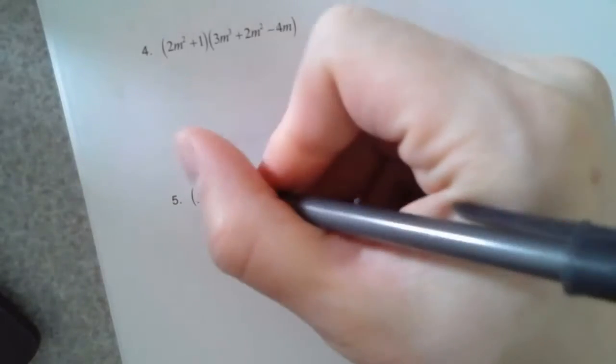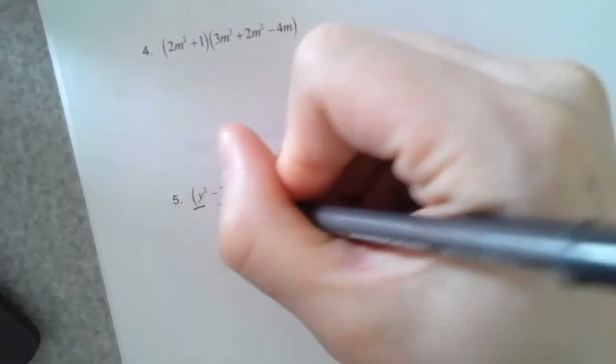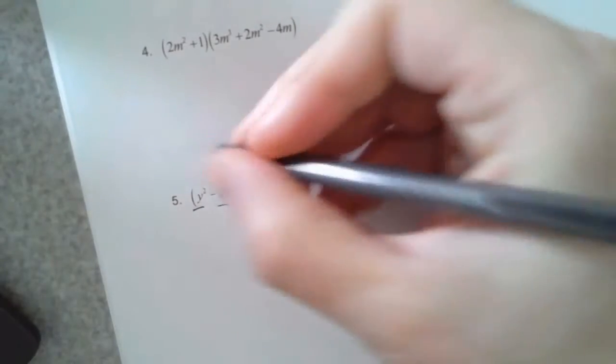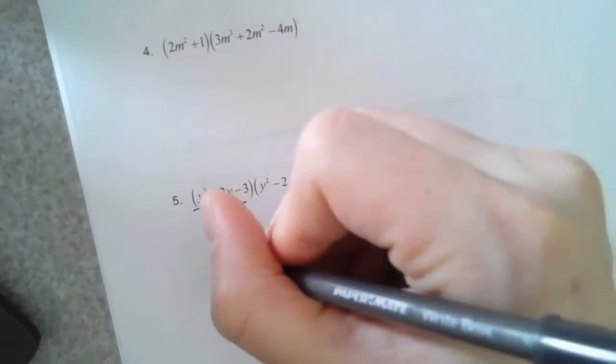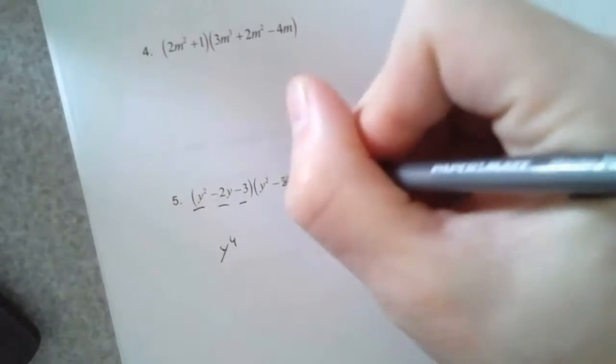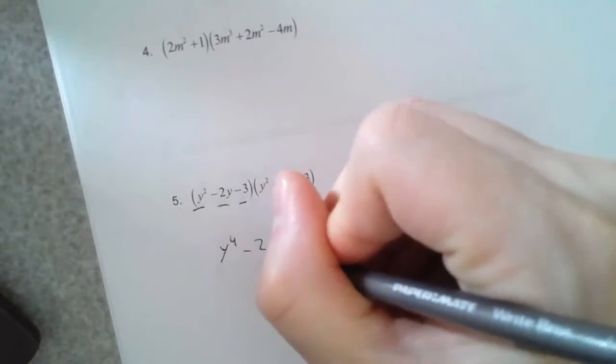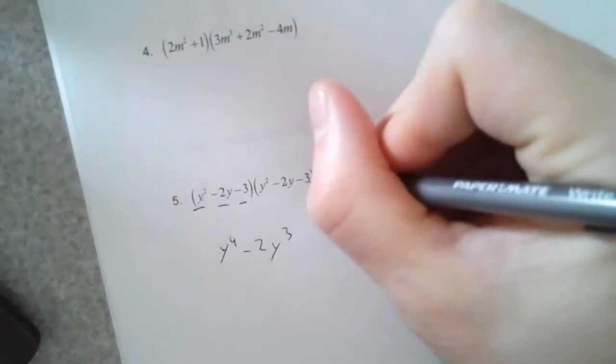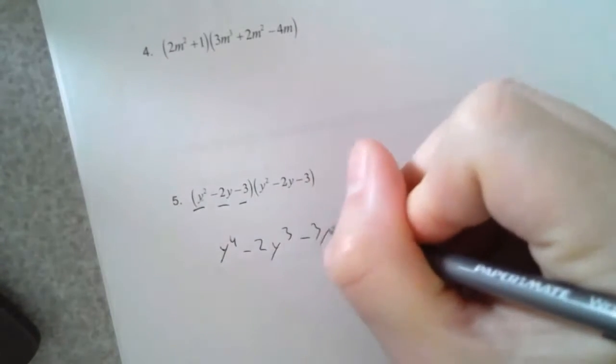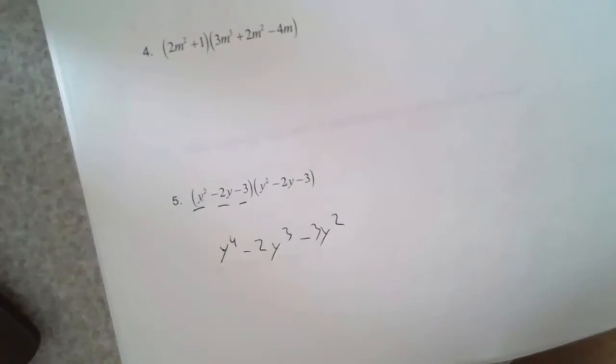Let's do another one. How about number 5, which has 3 terms times 3 terms. In fact, it's something times itself, which is interesting, but we're going to do the same thing. Take each one of these terms and distribute it into the other one. So I'm going to do y squared times y squared is y to the 4th. Y squared times minus 2y is minus 2y cubed. Y squared times minus 3 is minus 3y squared.